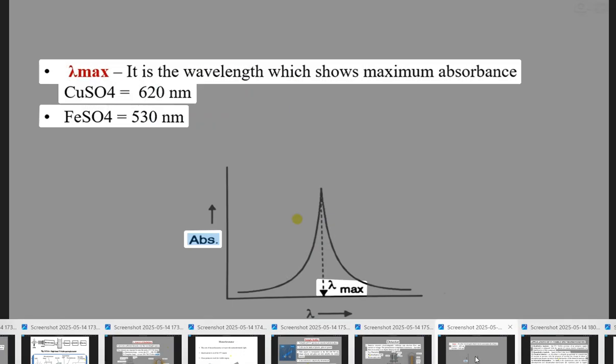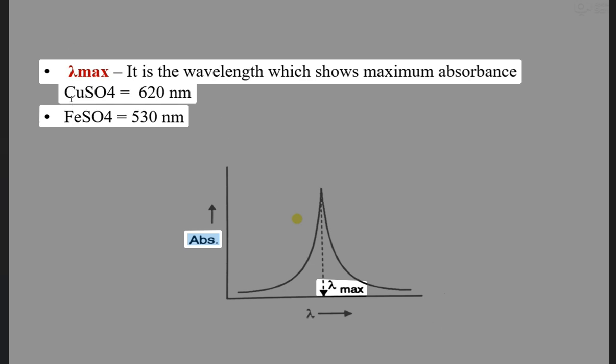Now, in practical, we can see copper sulfate and ferrous sulfate. For copper sulfate, what is the maximum wavelength? Okay, lambda max is 620 nanometer, and the lambda max for ferrous sulfate is 530 nanometer. So what's lambda max? Lambda max is the wavelength which shows maximum absorbance. So here is absorbance and here is wavelength. Where is the lambda max? The absorbance is highest here.